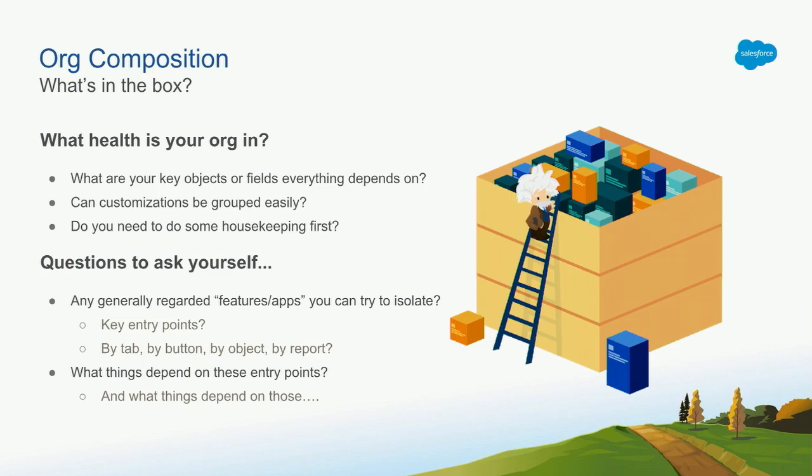So you should be asking yourself, what are the main features in your org? Generally, you could consider these the entry points. What tabs do users use initially for that piece of functionality? What object? What buttons do they click on? And then figure out the dependencies of those things and the dependencies of those.